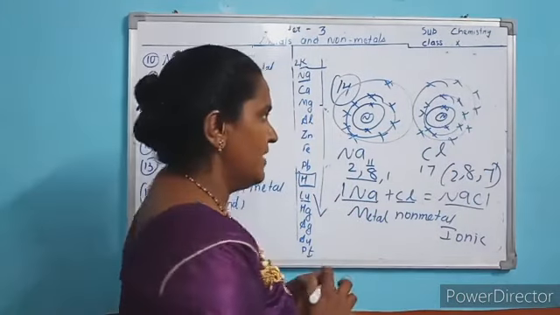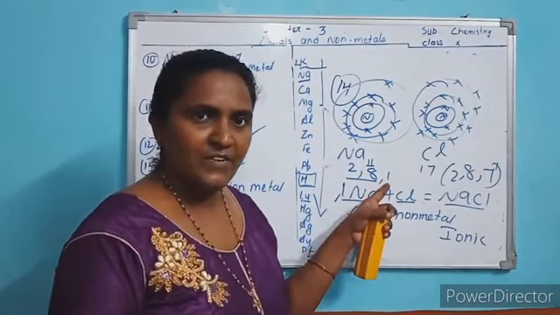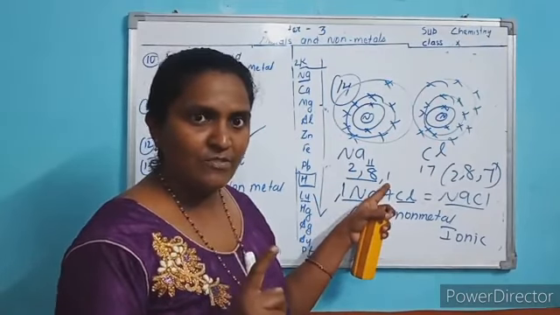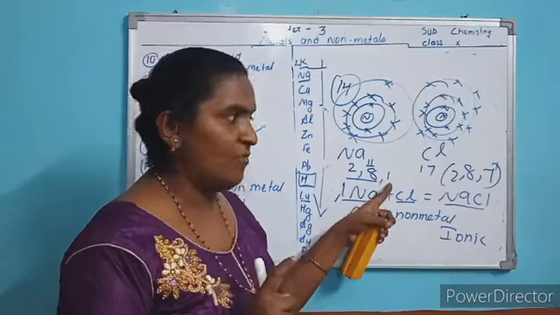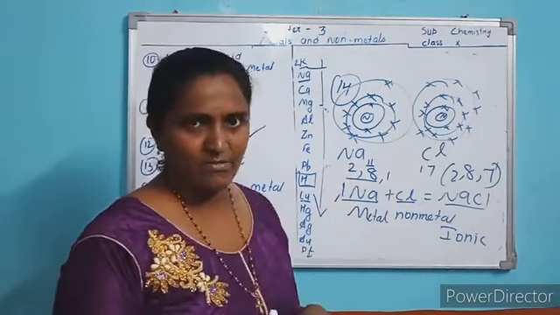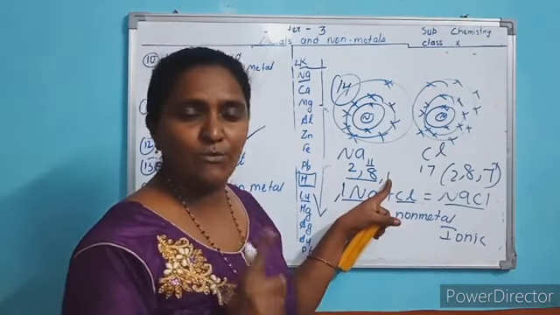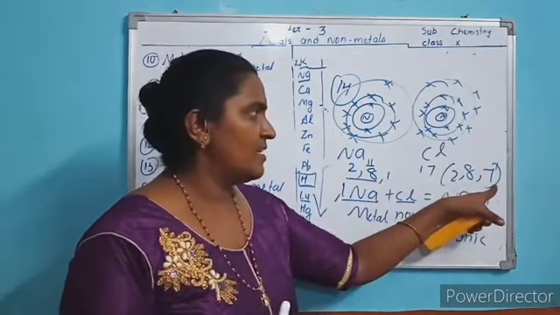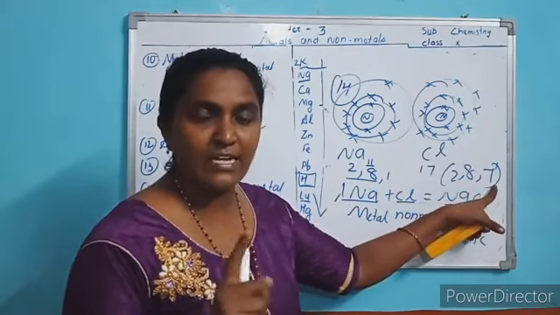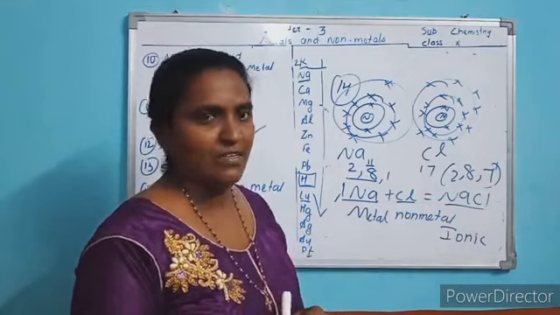Okay. Now the atom is not stable. To be stable, it should have 8 electrons in the last shell. First shell 2 electrons. Okay. Last shell, how many electrons? 8 electrons. But it has only 1 electron, so not stable. Here also it is not 8 electrons; it has only 7 electrons. So not stable.